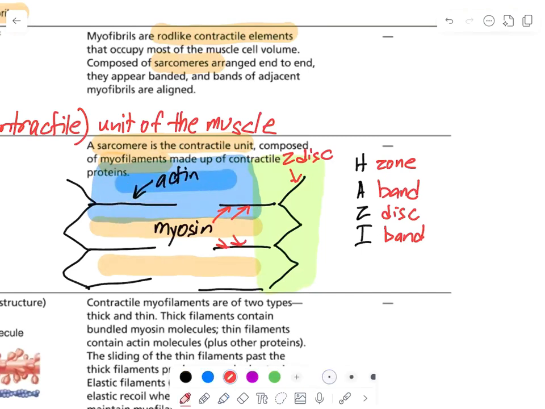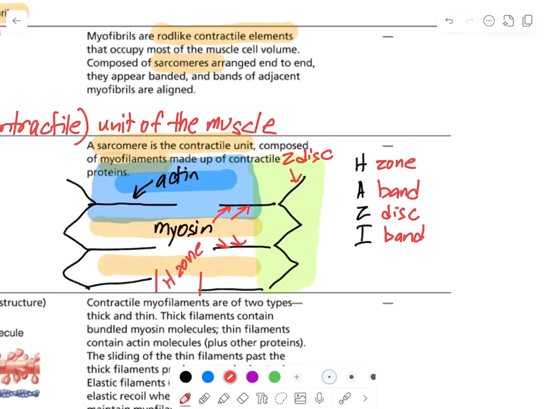So we know that the Z disc is in the A band, and I'm sorry, the H zone is in the A band. The Z disc is in the I band. So scratch what I just said. Sorry about that. The H zone is in the A band. The Z disc is in the I band. So the H zone would be from here to here. It's in the middle of the sarcomere.